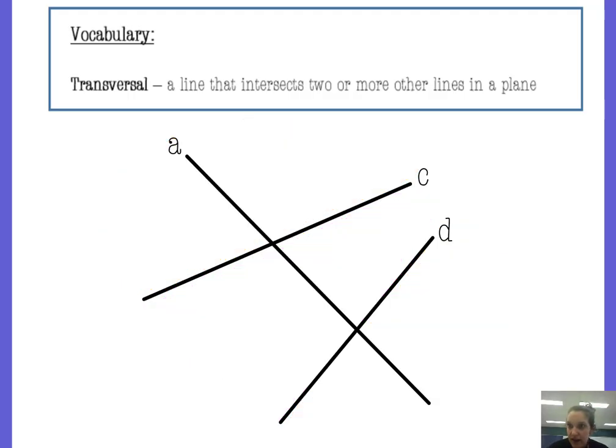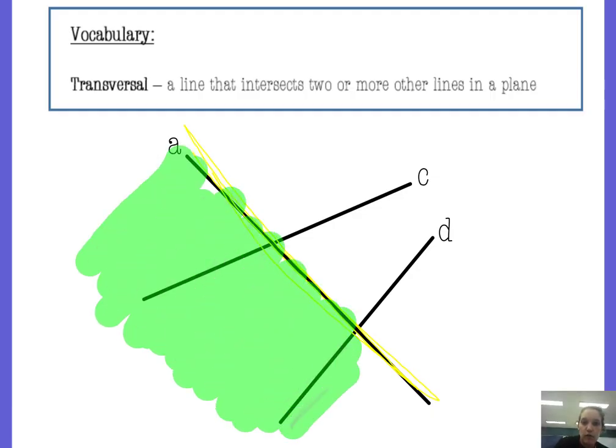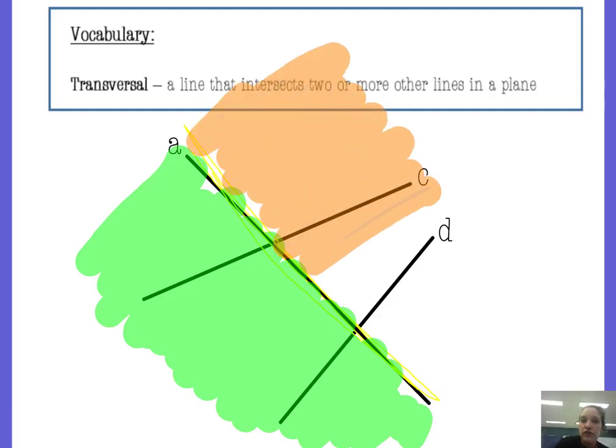Then again, if A is my transversal, I have a left side and a right side of that transversal. So all of this stuff is on one side of the transversal. All the green stuff is on the same side of the transversal, and all of the orange stuff is on the other side of the transversal. So we have 2 different sides of the transversal, and then if we're talking about the 2 lines, we have the interior and the exterior.